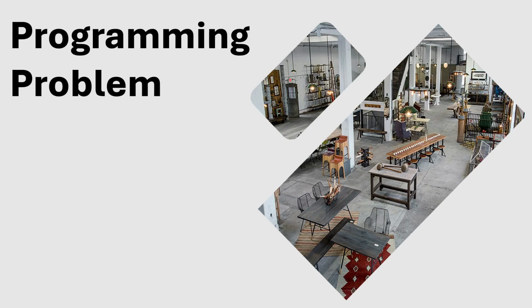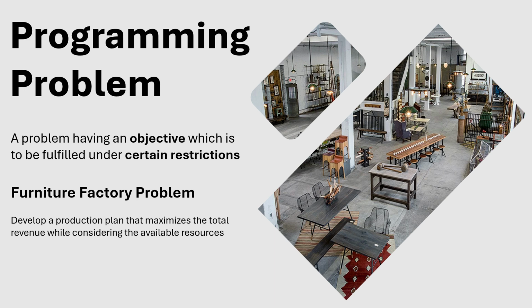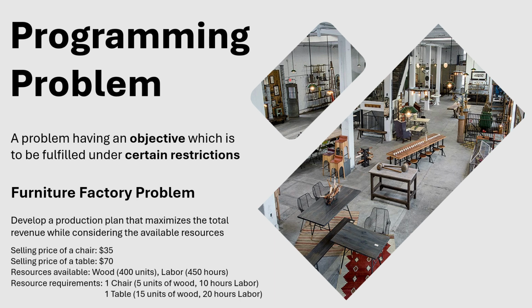A programming problem is a problem having an objective which is to be fulfilled under certain constraints. An example of a programming problem is a furniture factory problem that manufactures chairs and tables. The objective here is to develop a production plan to maximize the total revenue while considering the available resources. And we are given the selling prices of a unit of chair and table, units of wood and hours of labor available. Also, how much wood and labor is required to produce a chair or a table.